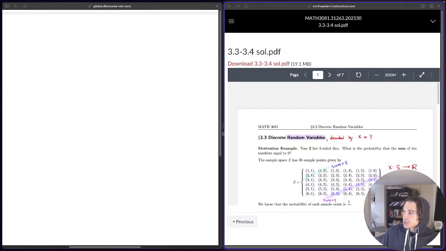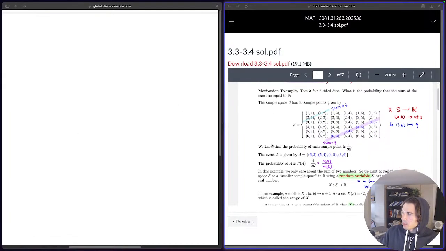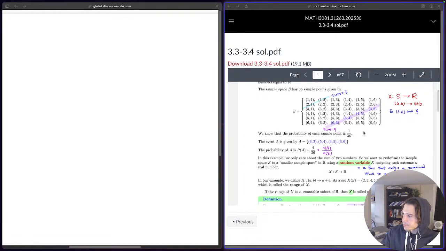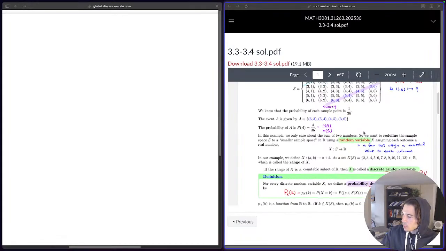So, discrete random variables. Motivation example. Toss 2 fair 6-sided dice. What is the probability that the sum of the numbers equals 9? So we're looking for the sample space S, which has 36 sample points given by all of this, and all of the events in which the sum of the numbers equals 9 are this diagonal right here. So it's just 4 over 36. Makes sense based off of what we know.